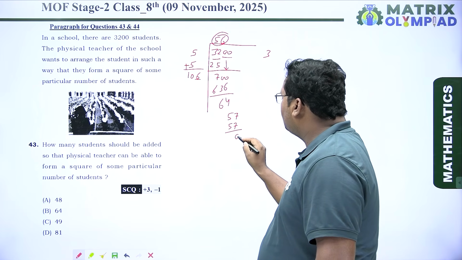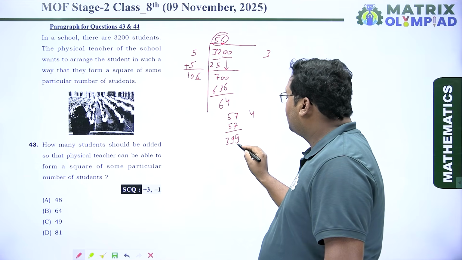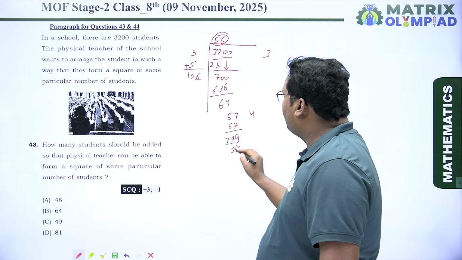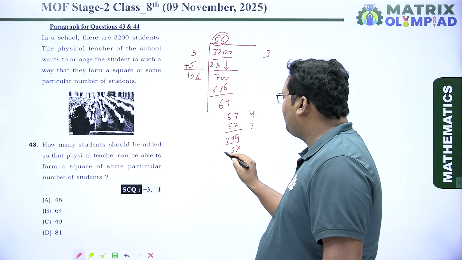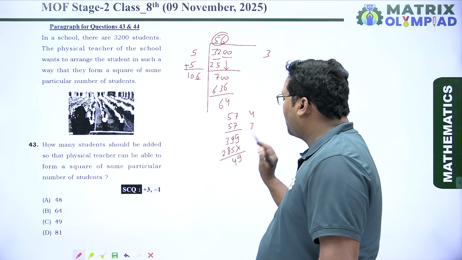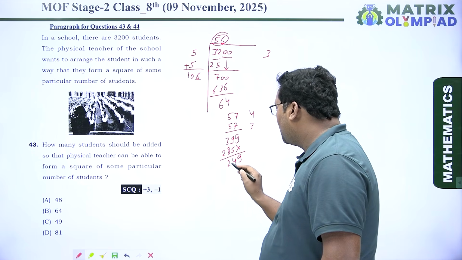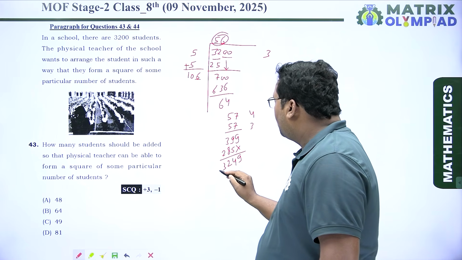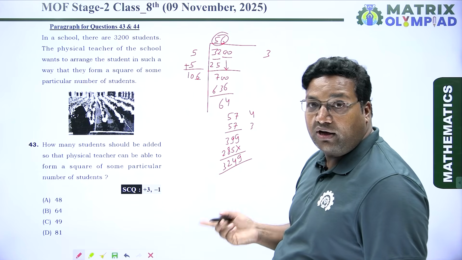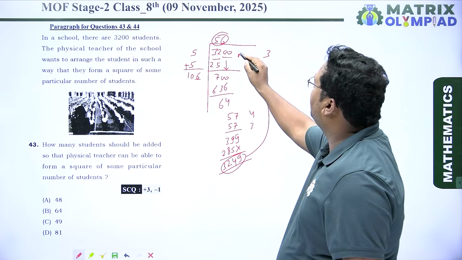7 into 7 is 49, carry 4. 7 5s are 35. 35 plus 4 is 39. 5 7s are 35, carry 3. 5 5s are 25. 25 plus 3 is 28. 9. 9 plus 5 is 14, carry 1. 3 plus 1 is 4. 4 plus 8 is 12, carry 1. So it is 3249. Now we have to subtract the given number from this number.